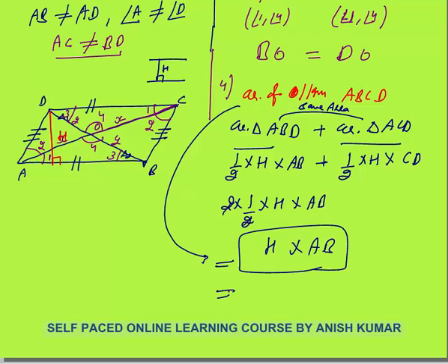That is, you can generalize, you can do that. This is height into base. So you must know the base of the parallelogram and the height of the parallelogram. Then you can always calculate the area of the parallelogram.